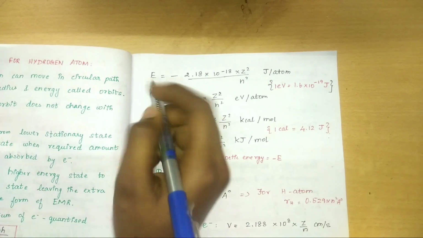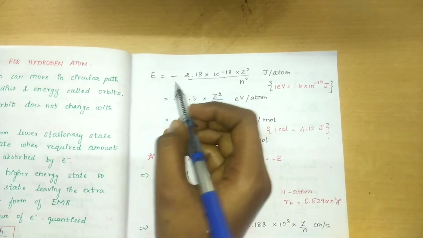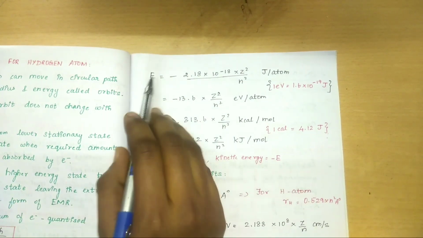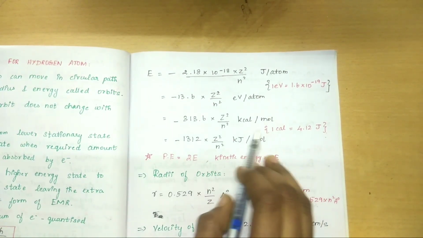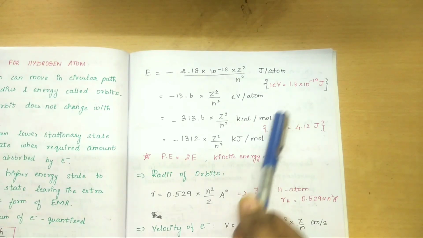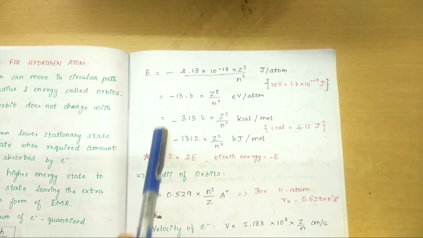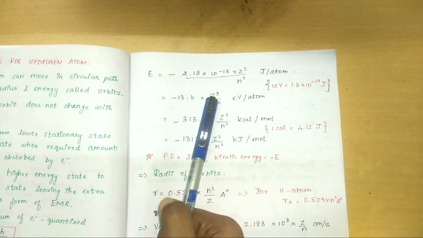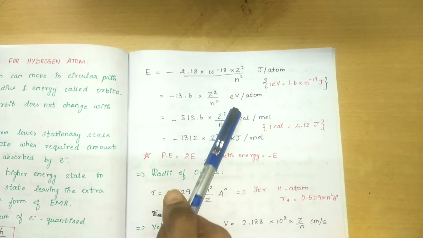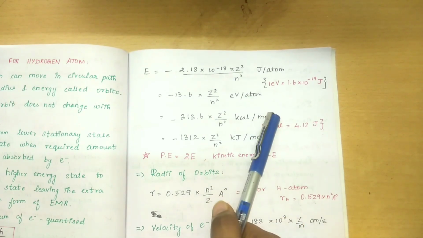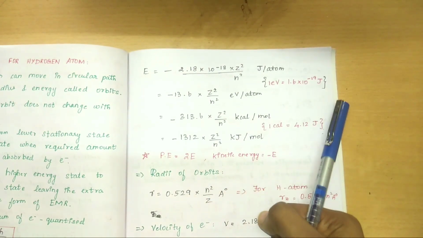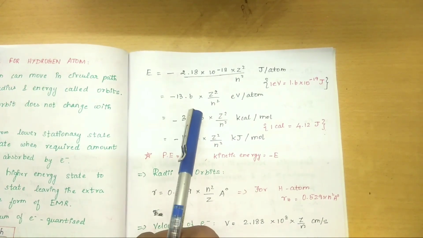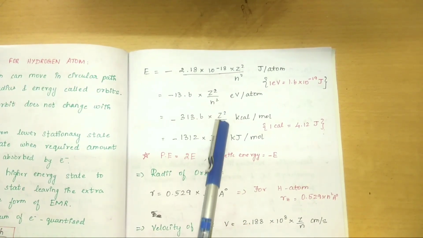Then the value of E1, if you apply for E1, you will get joule per atom, eV per atom, kcal per mole, and different types of units and different numbers. The first one is minus 2.18 into 10 power minus 18 into z square by n square in joule per atom. We know 1 electron volt is 1.6 into 10 power minus 19 joules. So if you apply here, you will get minus 13.6 into z square divided by n square electron volt per atom.